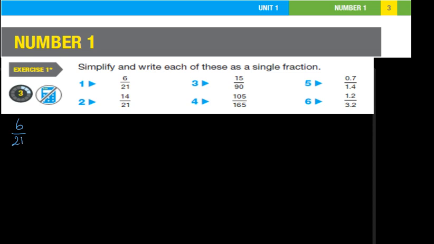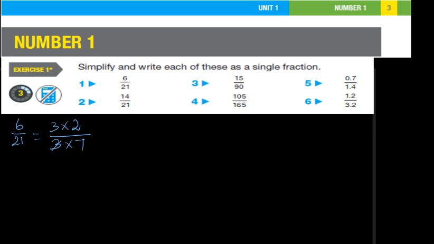6 by 21. We know that both 6 and 21 are available in the third table. We have to check which table both the numbers in the numerator and the denominator are available in. Both are in the third table, so we write the numerator and the denominator as multiples of 3. 6 can be written as 3 into 2, and 21 can be written as 3 into 7.